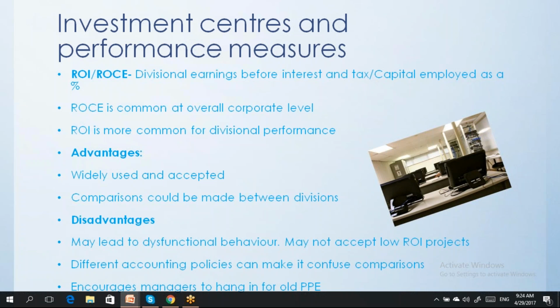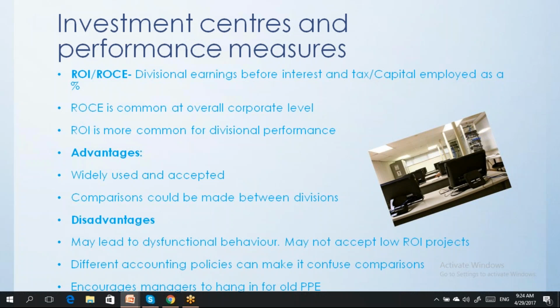There are a couple of big advantages. It is widely used and accepted. People understand it very easily when you say our ROI is 10%. And it can be used to compare two divisions. Now, for example, you might find one division making a big profit, 100,000, but their divisional assets are 1 million. So 100,000 divided by 1 million is 10%.